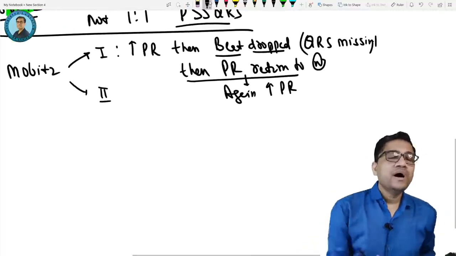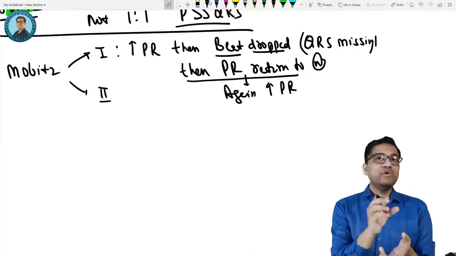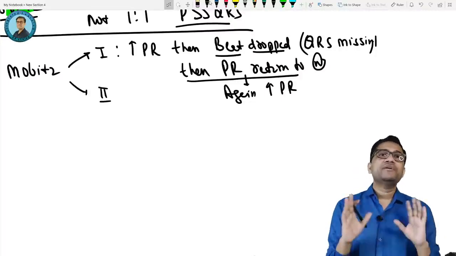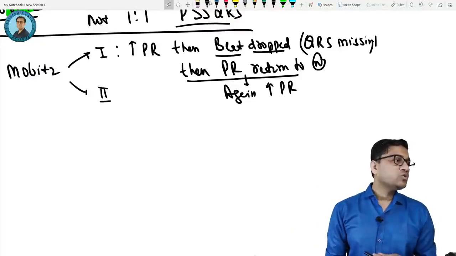So how to understand this? Okay, so PR is increasing. It becomes 20, 22, 24. It is increasing, and then one QRS is missing, and then again it returns to normal. Okay, so how to remember this?